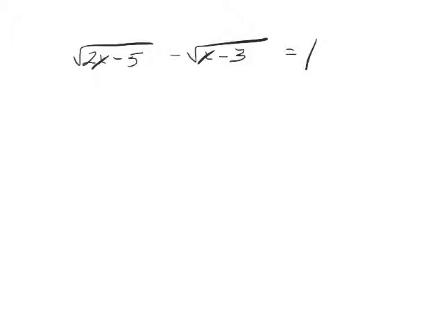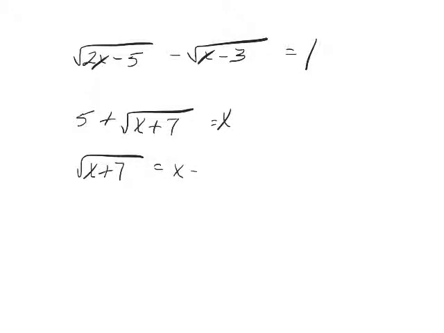So let's just jump up to example 3. 5 plus the square root of x plus 7 equals x. Alright, first thing you want to do is isolate the radical. Square root of x plus 7 equals x minus 5. And once you isolate the radical, you square both sides to get rid of the radical sign. So we have x plus 7 equals, and then we have x minus 5, the quantity squared.